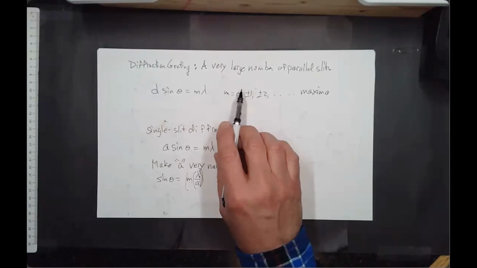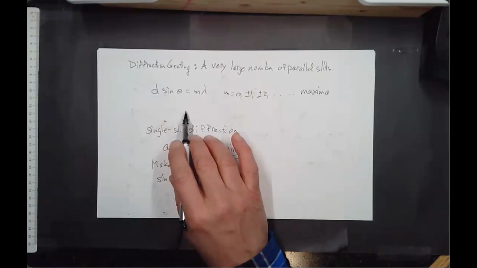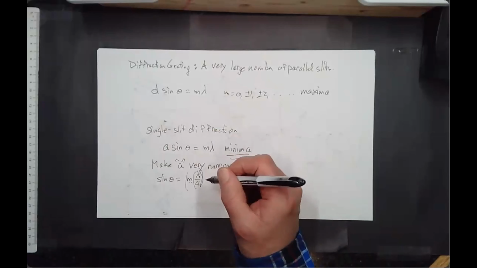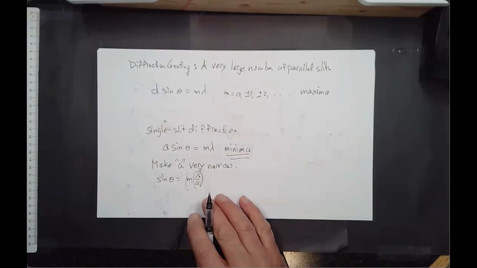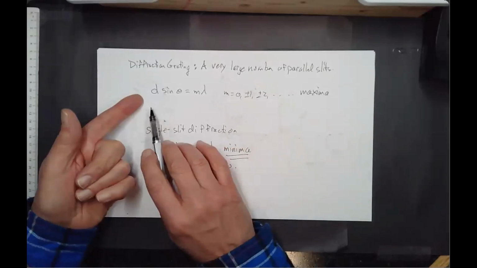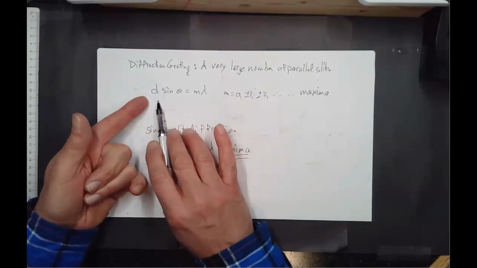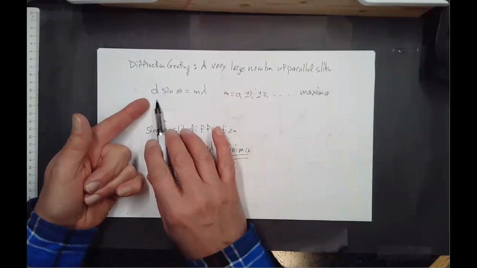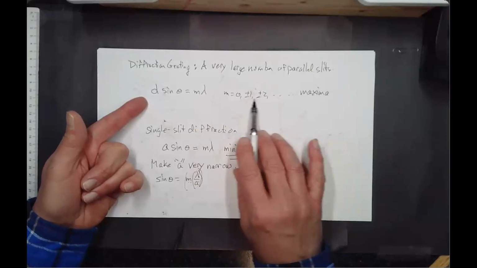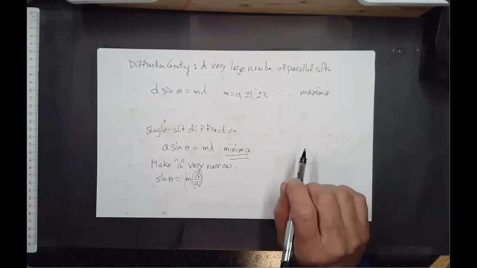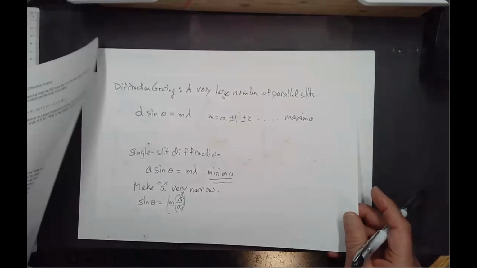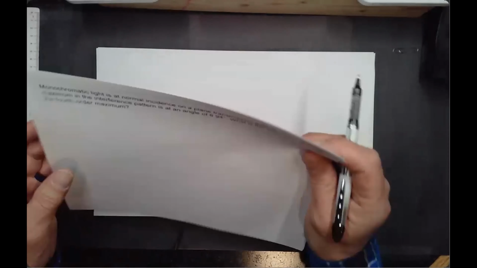And with diffraction gratings, the actual slit widths can be so narrow that you'll never see a diffraction effect. All you'll see is interference between these very large numbers of parallel slits, and all you'll see is this kind of thing going on. So let's do a couple of problems having to do with the diffraction grating and just see what happens here.